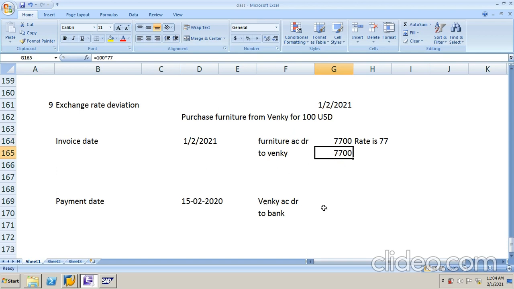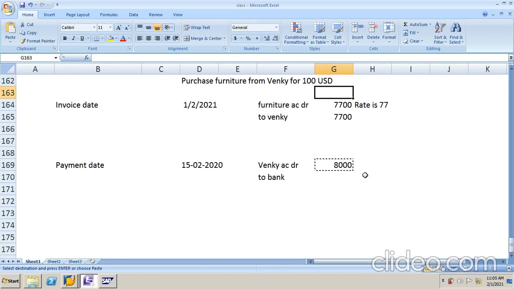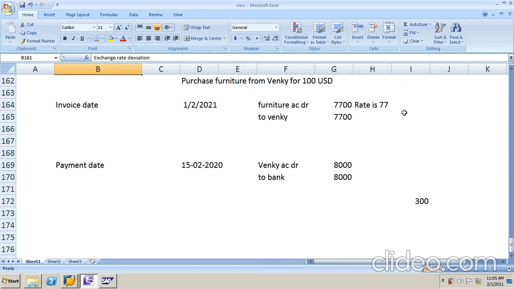Now we are paying that same 100 USD. Now the currency value is 80, so 8,000. See the difference. How much have we paid extra? 300 rupees extra. This is a normal process. Now exchange rate deviation means, see here, the dollar rate here is 77 rupees and here the dollar rate is 80 rupees.